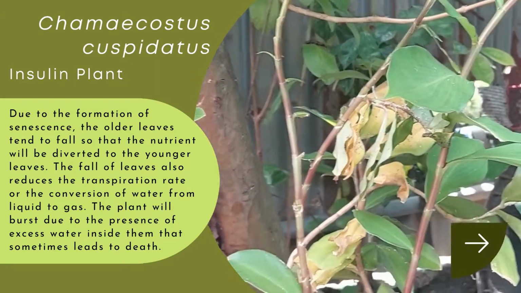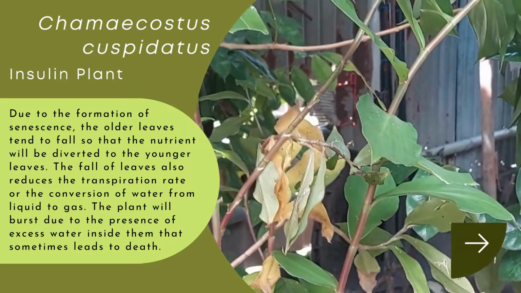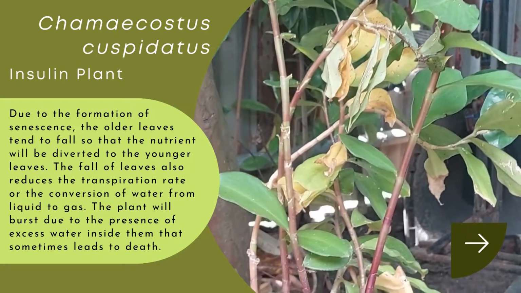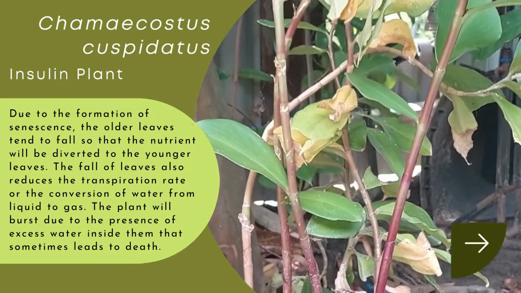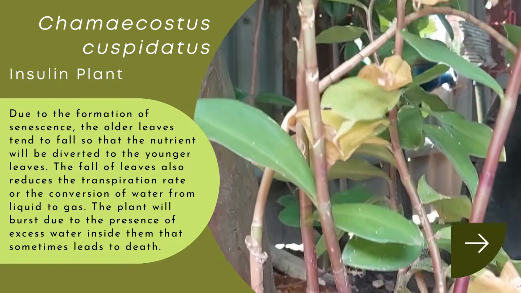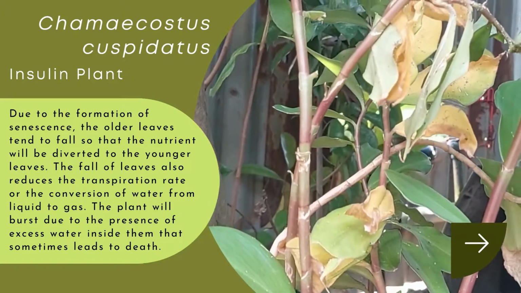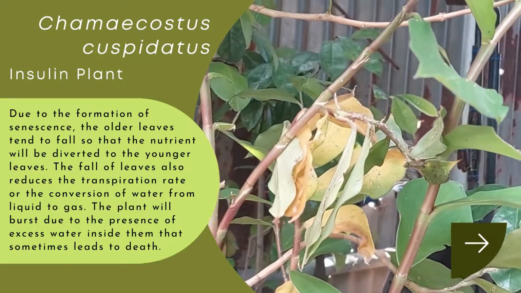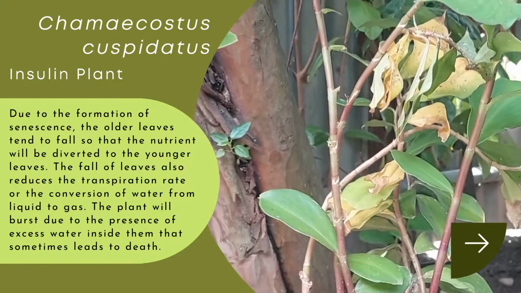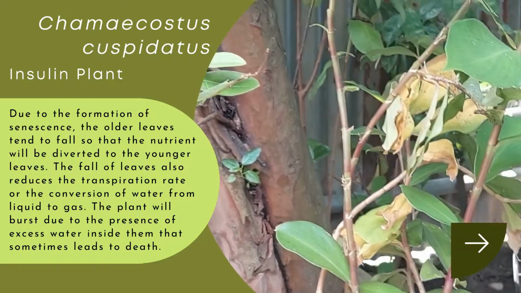Due to the formation of senescence, the older leaves tend to fall, so that the nutrient will be diverted to the younger leaves. The fall of leaves also reduces the transpiration rate or the conversion of water from liquid to gas. The plant will burst due to the presence of excess water inside them that sometimes lead to death.